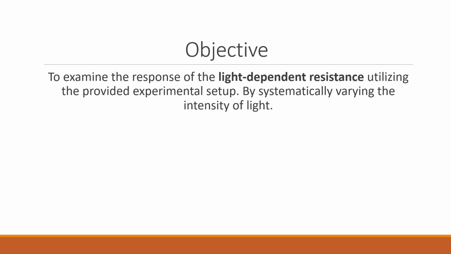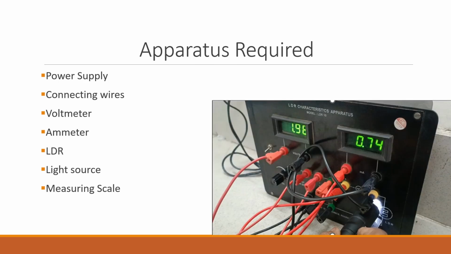The objective of this experiment is to study the response of light-dependent resistance utilizing the provided experimental setup by systematically varying the intensity of incident light at the given voltage. The apparatus required for performing this experiment is a DC regulated power supply and connecting wires which are used to connect the voltmeter and ammeter with the LDR, and then we need a light source and a measuring scale.